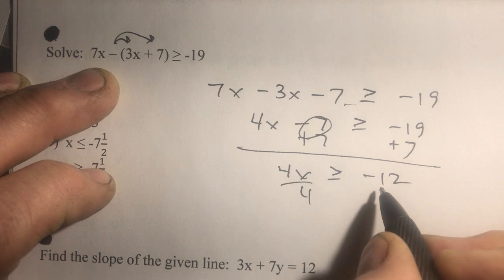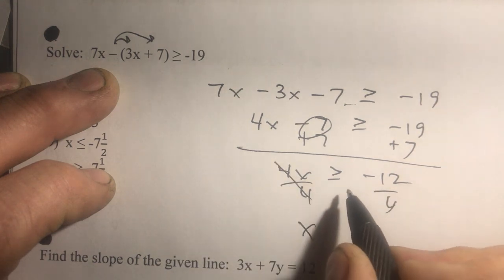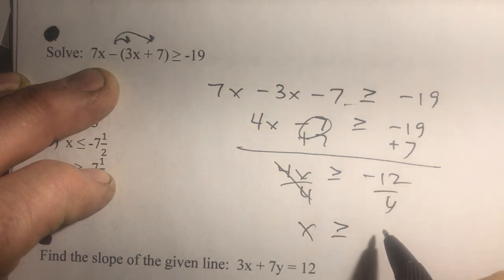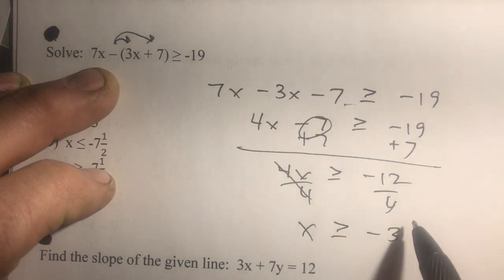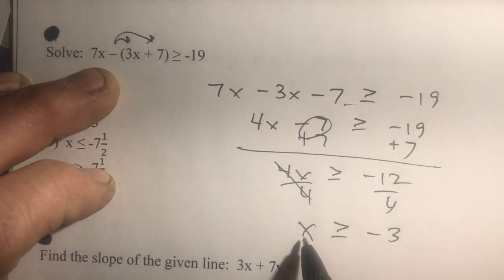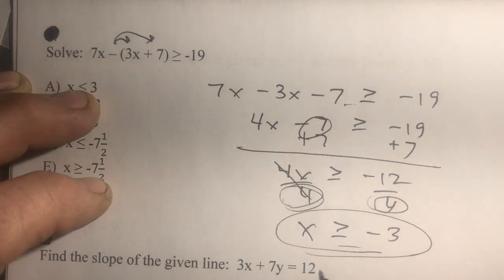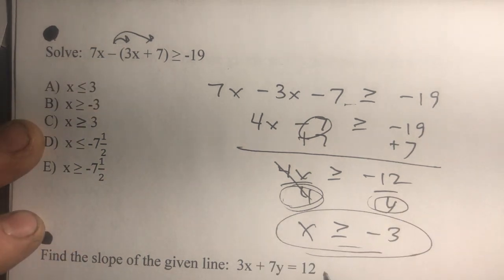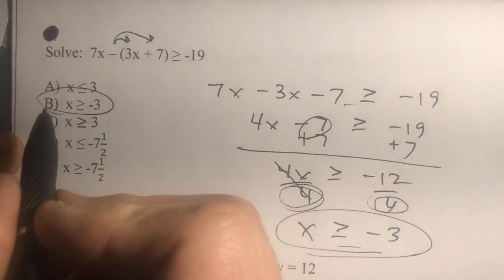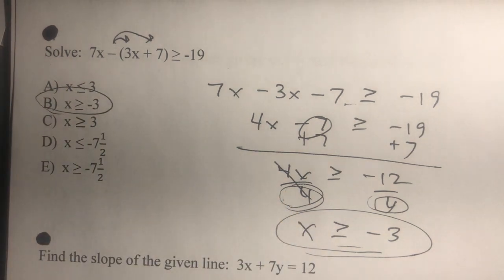And now I divide by 4. I didn't divide by a negative, so the inequality sign stays the same, it didn't change. This ends up negative over here, but that doesn't matter. It's when I divide by a negative number down here that it matters. So there you go. x is greater than or equal to negative 3, looks like B right here.